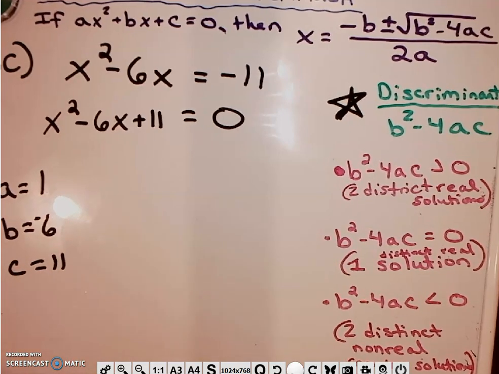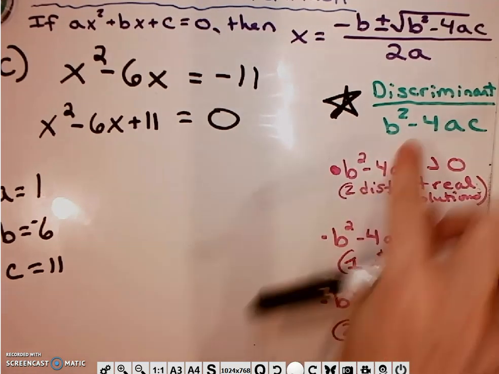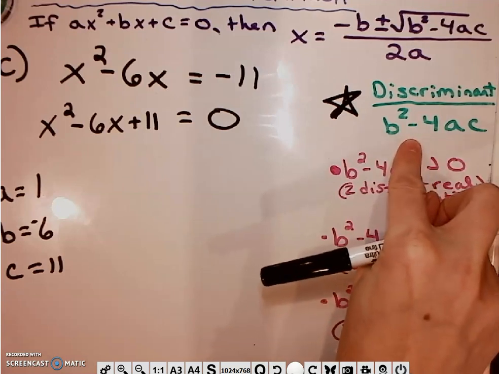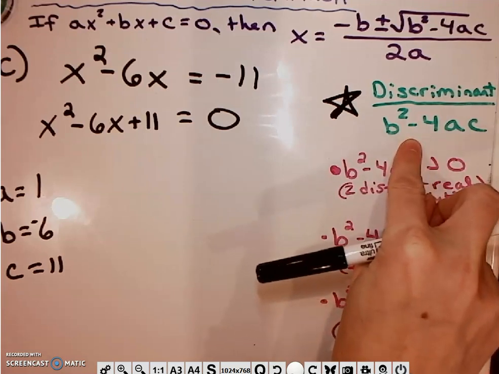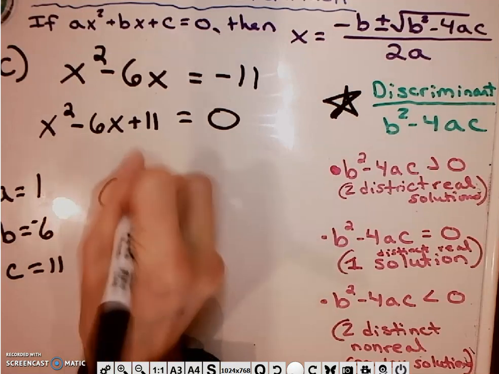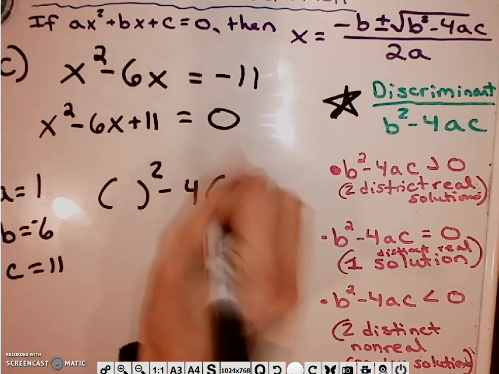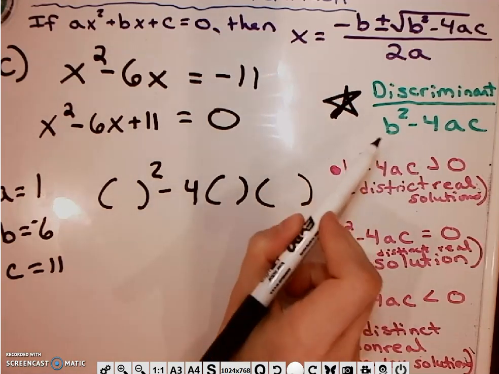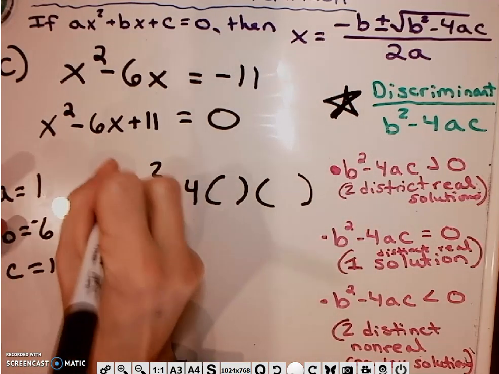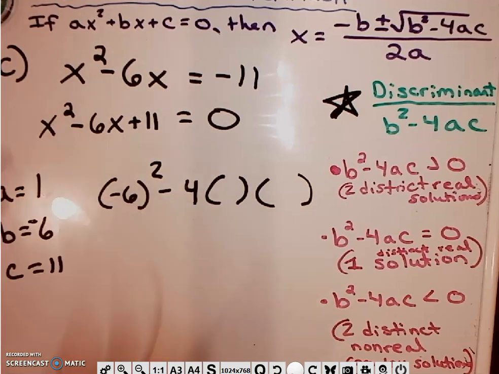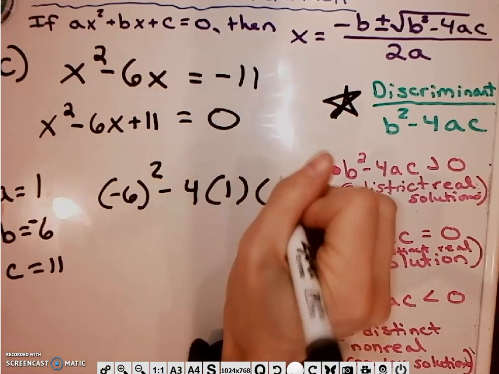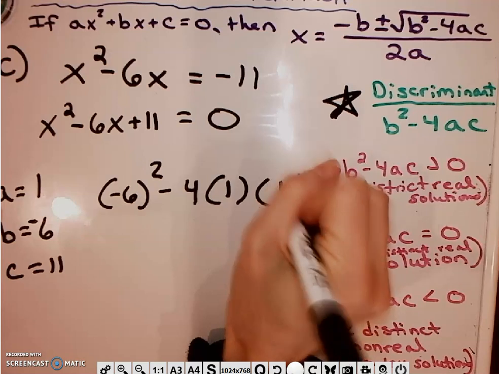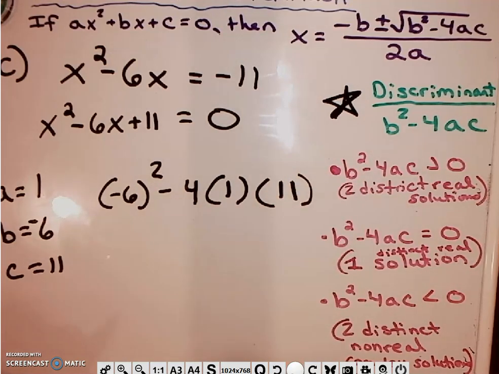Okay, everybody see that? So now again, I'm going to use my discriminant formula to find the discriminant. So b squared minus 4 times a times c. All right, I'm just going to substitute. So instead of b, I'm going to put negative 6. Instead of a, I put 1, and instead of c, I put 11. So I'm just substituting in a, b, and c.